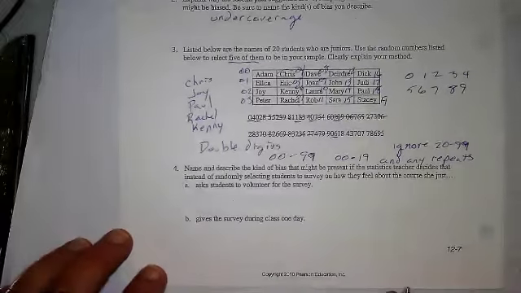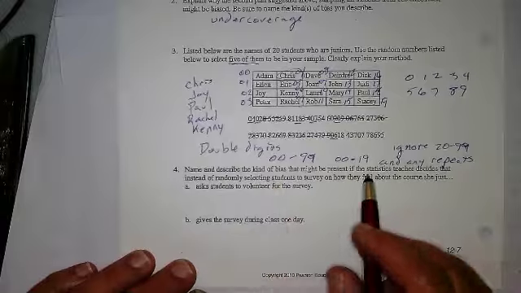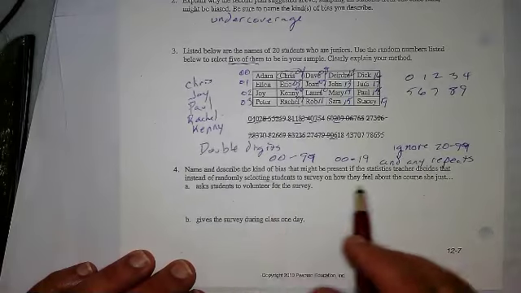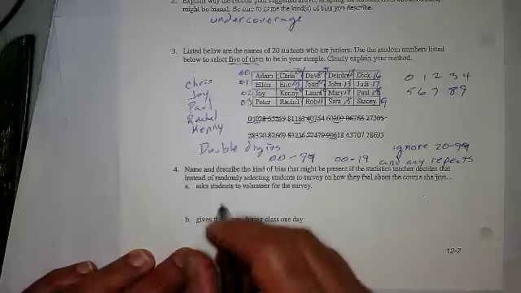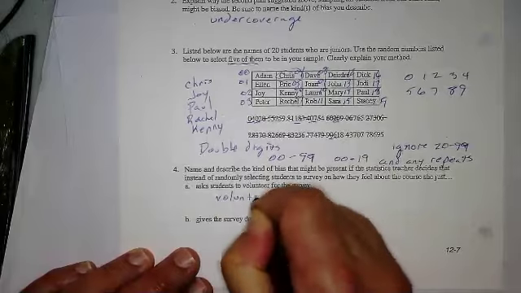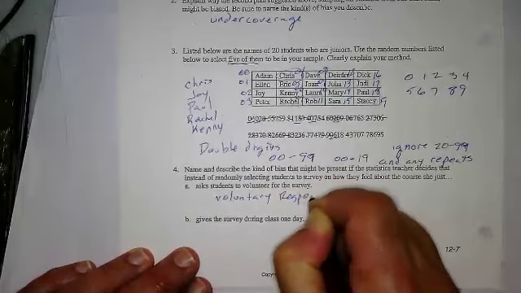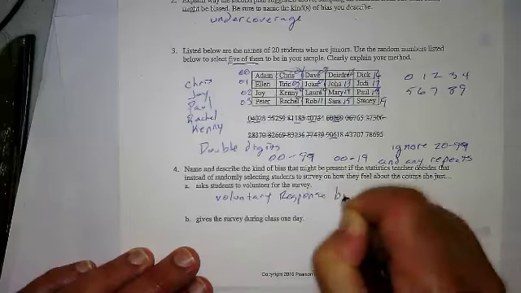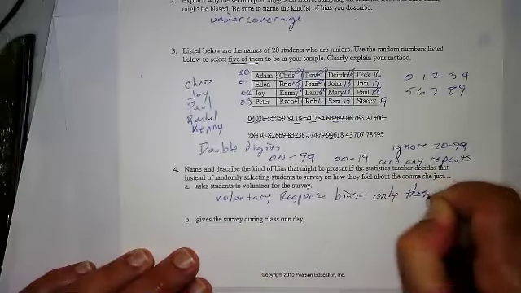Okay, so down here it says, name and describe the kind of bias that might occur if instead of randomly selecting, she just asked students to volunteer. Okay, that's a voluntary response bias. Only those who feel strongly about something will answer.